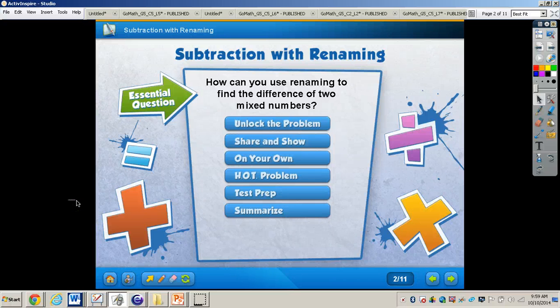In this video, we're going to be taking a look at subtraction with renaming, and the essential question that we are going to unlock is how can you use renaming to find the difference of two mixed numbers. Now you will need to turn your Go Math book to page 269, get out your pencil and also your math journal.